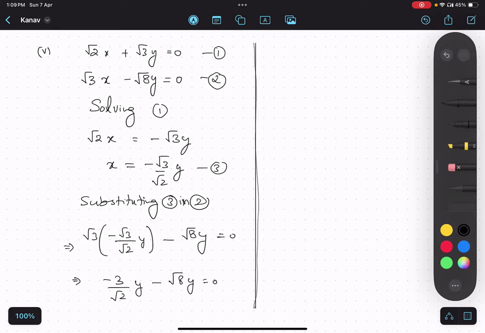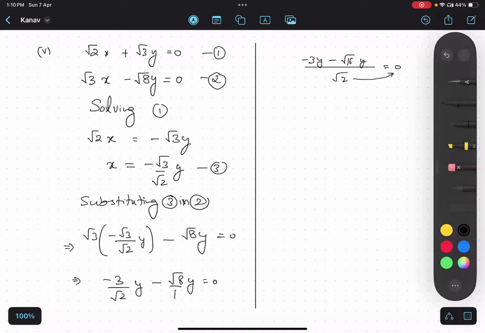So I need to take, first of all, LCM to solve this thing. So root 2 is the LCM. Minus 3y minus root 2 into root 8 y, because the denominator over here is 1. Yes. Root 2 into root 8 is root 16. Root 16 y equals to 0.